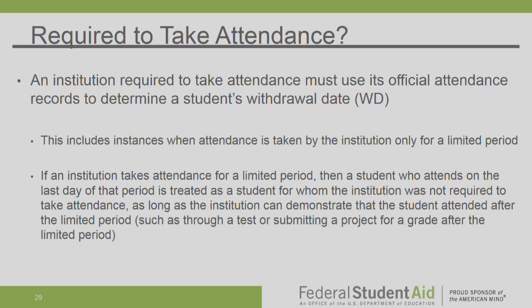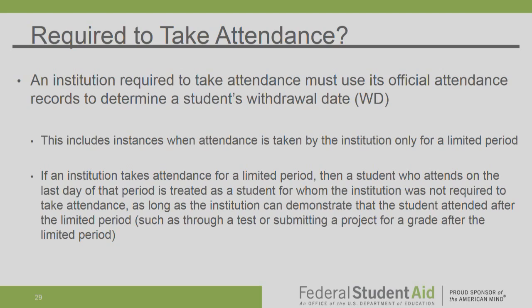As long as, and this is important, as long as the institution can demonstrate that he attended at least one day after that point. Essentially we know that you're taking attendance, let's say, for a 2-week period, and then you cease taking attendance, and that's fine. But we need to know that the student is actually still attending after that, that they didn't just drop out in the first week, in which case you would need to follow the attendance taking rules.